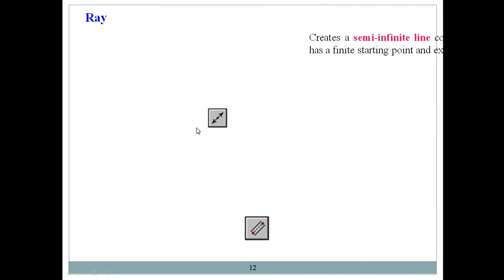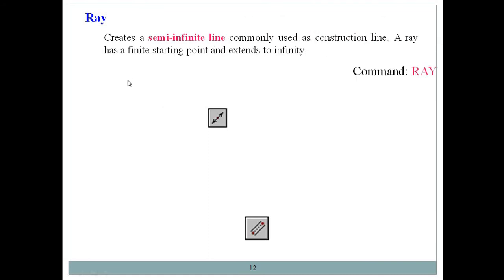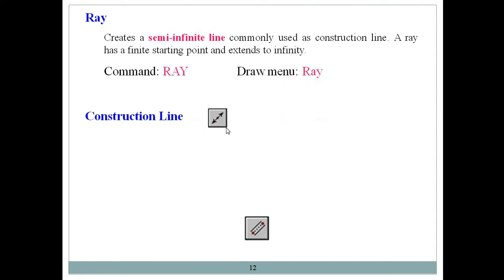Then the next command is ray. The command is shown in capitals in the form RAY. Then go to the Draw menu and select the ray command. Then construct the line, in which we need to create an infinite line.